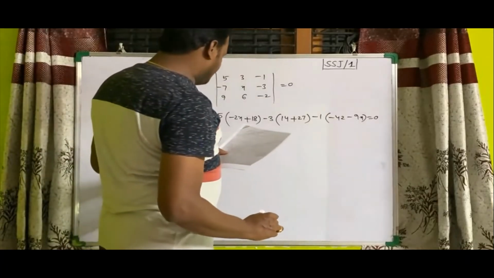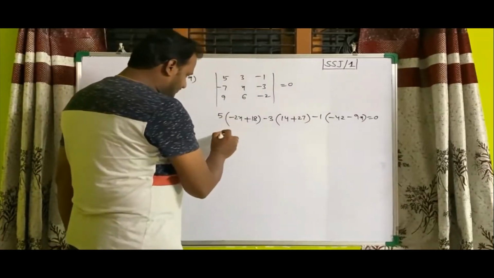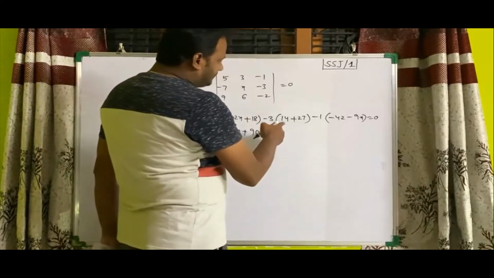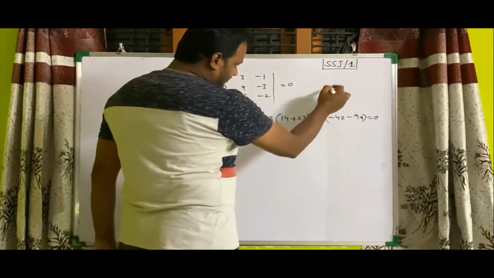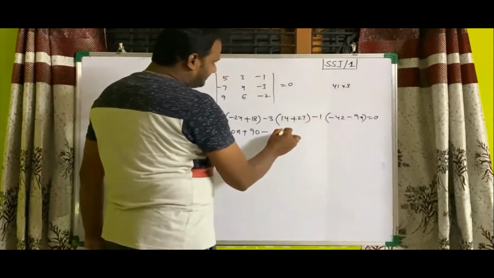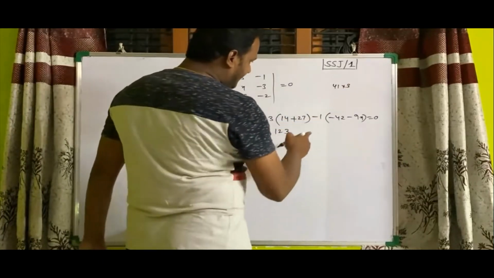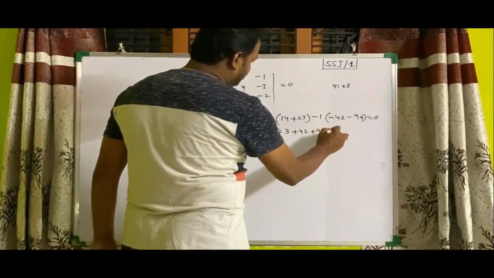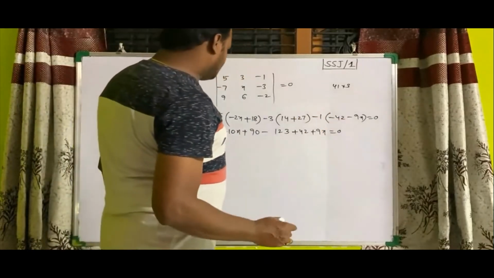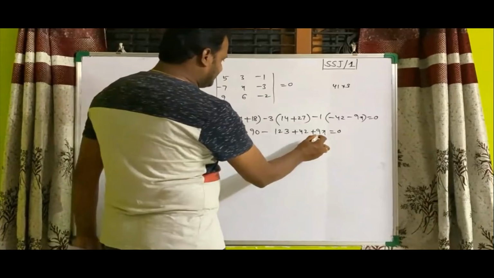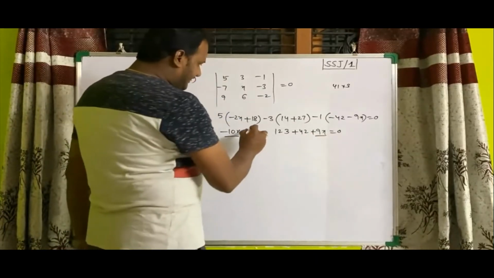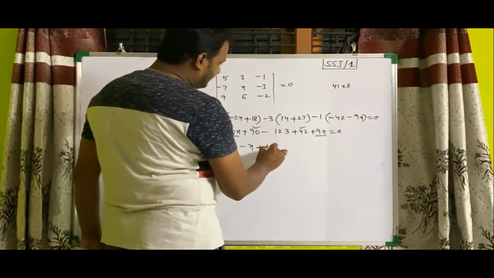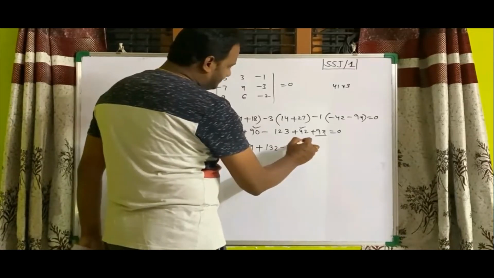Now you have to simplify. So when you simplify this, what will you get? 5 into minus 2x is minus 10x, plus 18 5s are 90, minus, you see here, 14 plus 27 is equal to 41, right? So 41 multiplied by 3, that is 3 1s are 3, 3 4s are 12, 123. And then this is minus 1 into minus 42, which is plus 42, minus of minus plus 9x, is equal to 0, correct. So now see the calculation. This is minus 10x and this is plus 9x, which is going to be minus x, and 90 plus 42 is equal to 132, minus 123.